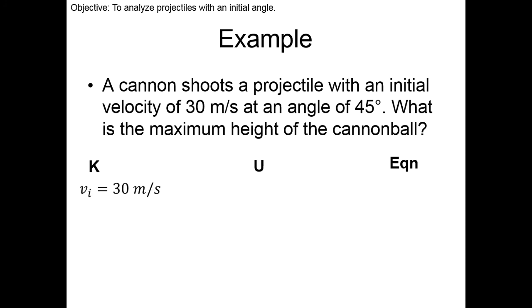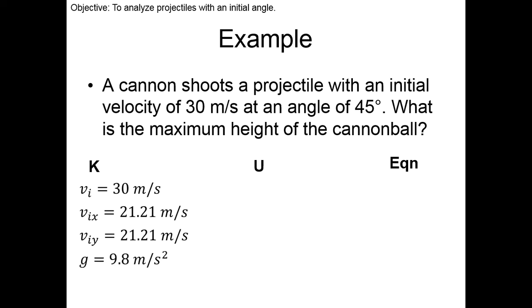Okay, so our initial velocity is going to be 30 meters per second. But because it's a vector, we're going to resolve that vector into its x and y component parts. Initial velocity in the x, initial velocity in the y. We also know that g, the acceleration due to gravity, is going to be 9.8 meters per second squared. And the next thing we can say about this projectile at an angle is that at y max, maximum height, our final velocity in the y is going to be 0.